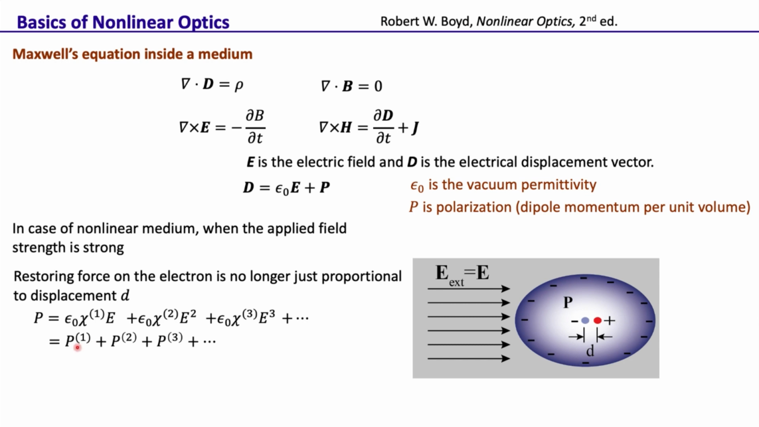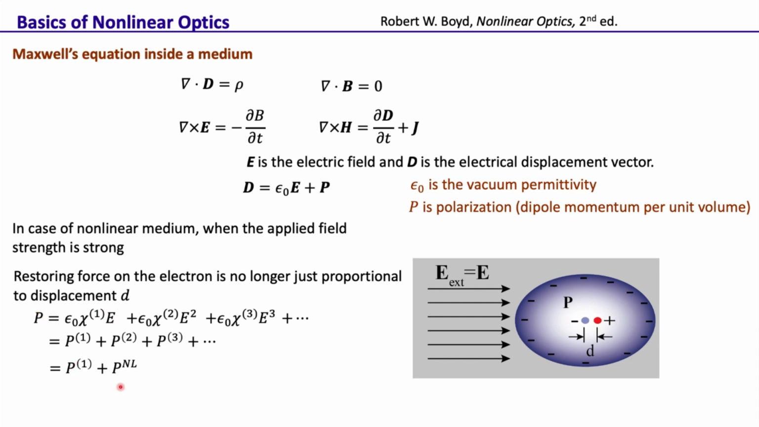These terms we can also write as P1, P2, P3. P1 is the linear polarization, P2 is the second order nonlinear polarization, P3 is the third order nonlinear polarization, and so on. Chi1 is the susceptibility, Chi2 is the second order susceptibility, and Chi3 is the third order susceptibility, and so on. P1 is the linear part, and then P2, P3, and so on, we can write as the nonlinear polarization.